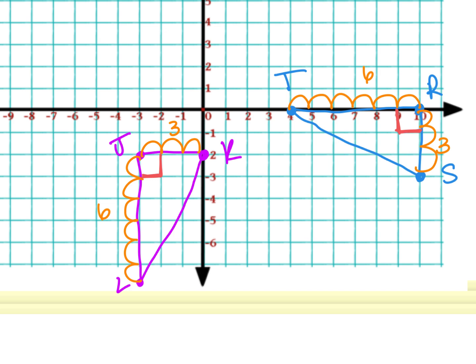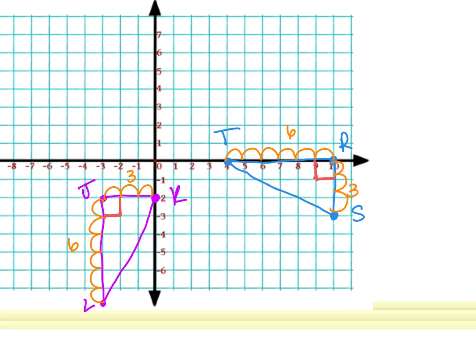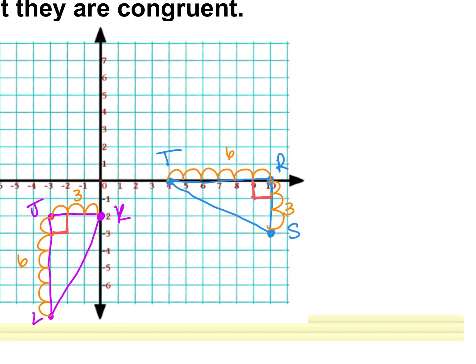And how would I find the measurement of my hypotenuse? I know that my sides are congruent. So right now I have a side triangle, but I need to figure out if my hypotenuse is congruent. How would I find that out? Good. So you can use the distance formula. That's fine if you remember it. Or if you know the Pythagorean theorem, you can use that as well because they are right triangles.